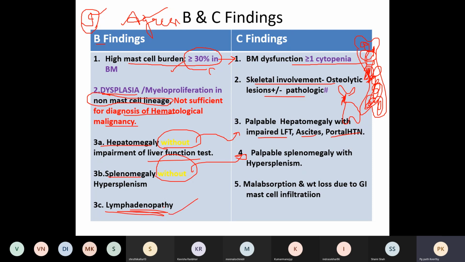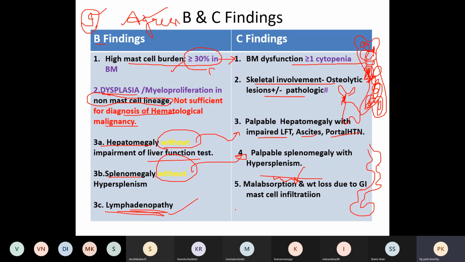Here one extra point you should remember is lymphadenopathy, and here the extra point is that they are infiltrating your GI tract and causing malabsorption. Because your entire mucosa is getting infiltrated by mast cells, how are you going to absorb the nutrients? So that's why the patient becomes cachexic and loses weight, and comes with diarrhea, all those things. Okay, so these are the B and C findings.